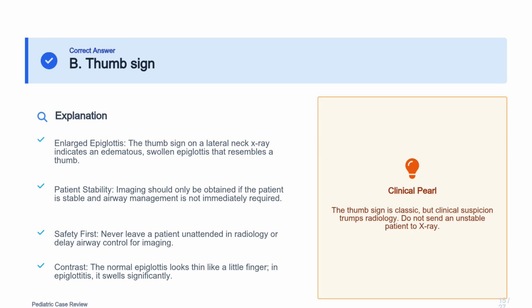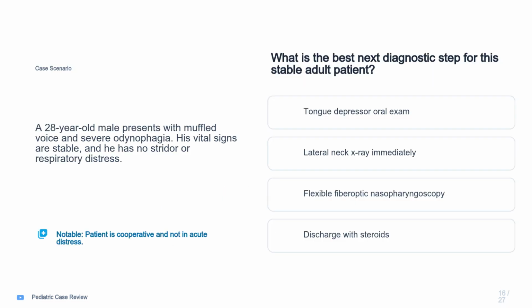The correct answer is B, thumb sign. The thumb sign represents an enlarged and edematous epiglottis visible on the lateral neck radiograph, appearing broad and rounded like a thumb rather than thin like a finger. However, imaging should only be performed if the patient is completely stable and never delay airway control for diagnostic studies. The sensitivity of lateral neck radiography is approximately 88 to 100%, but false negatives occur in 20% of cases. Clinical diagnosis remains paramount.